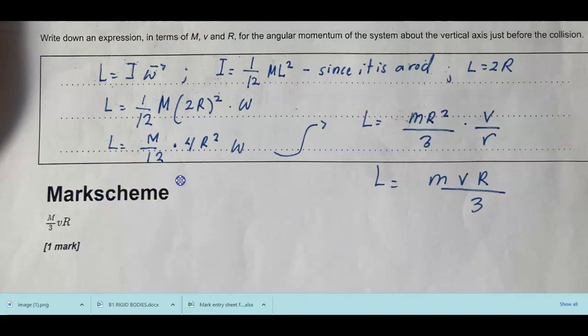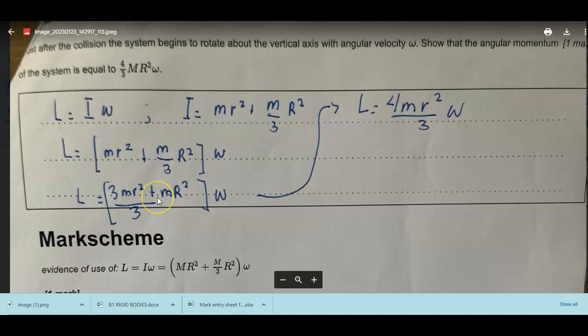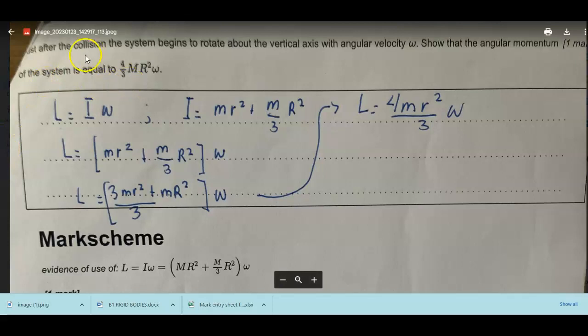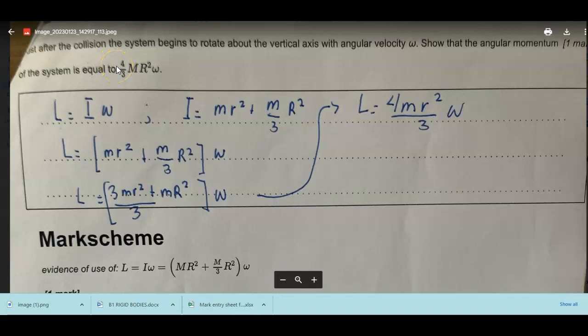Now, let's move on to the second question. But please take note of every quantity that we will be obtaining. Now, let's move on to what is asked for the second question. The second question is asking you to calculate what will be the angular momentum after colliding. And you have to prove and to show that the angular momentum is equal to 4/3 mr squared omega. Now, using the main formula, L is equal to I omega, we will be able to prove how we are going to get a final angular momentum of 4/3 mr squared omega.